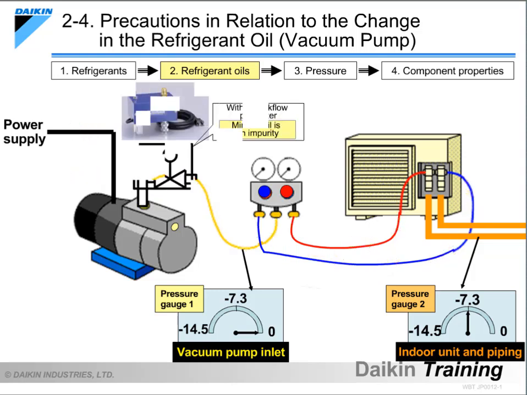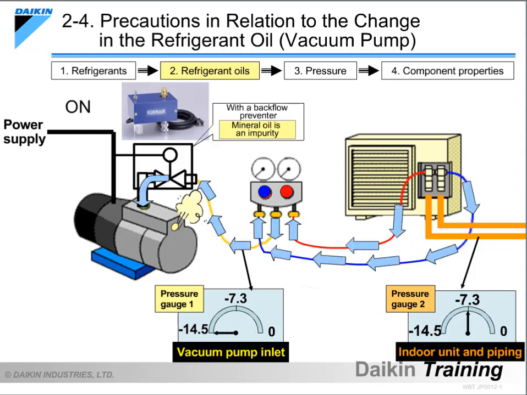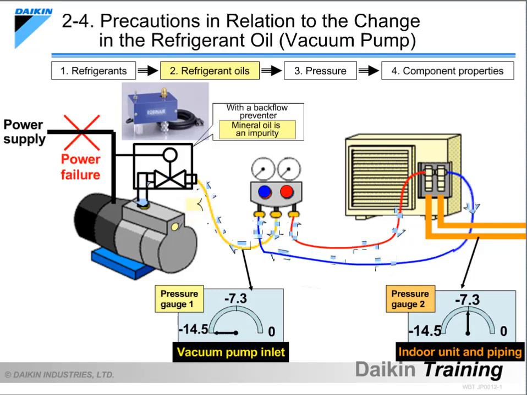In the case of a vacuum pump equipped with a backflow preventer, its built-in valve effectively prevents this backflow, even if the pump shuts down due to problems such as power failures during vacuum pump operation. Please note that even with conventional vacuum pumps, mineral oil backflow can be prevented by installing an external backflow preventer.